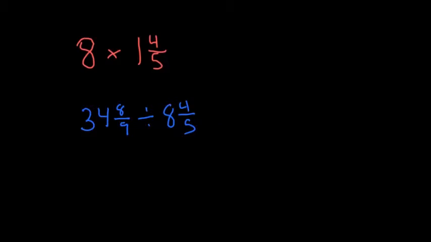Alright, let's do some with multiplication and division. So 8, you don't have to estimate, it's just going to be 8. And then 1 4/5. 4/5 is almost a whole, so we're going to round that up to 1 whole. So 1 plus 1 is 2. So that would be 8 times 2, which is about 16.